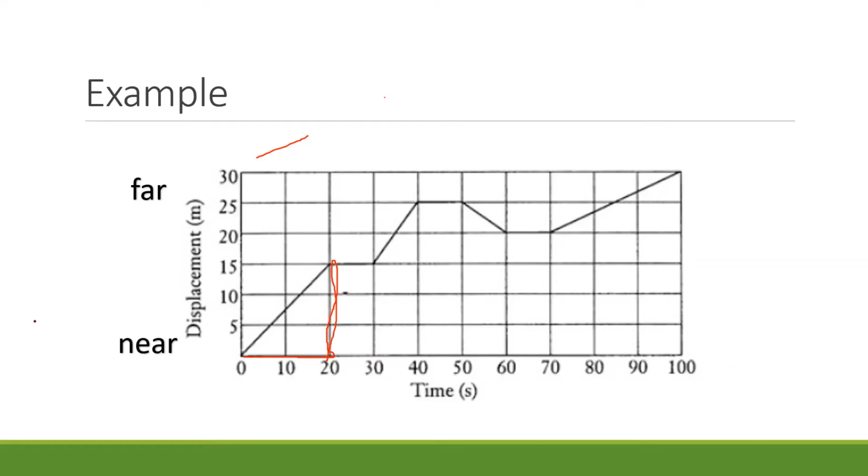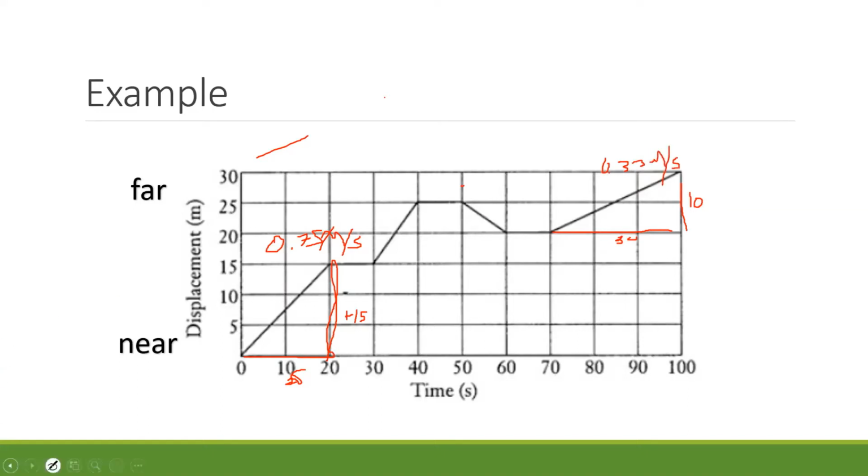If we have a look at this, the change in distance is 15. That's a rise of 15 and a run of 20. So therefore, this is going to be 0.75 meters per second. Whereas if I look over here, I can see that this one is a rise of 10 in 30 seconds. So that's going to be 0.33 meters per second.